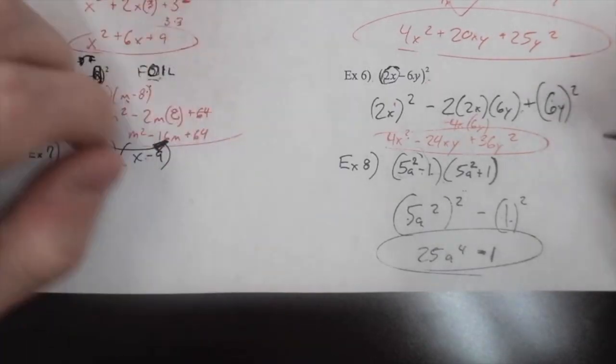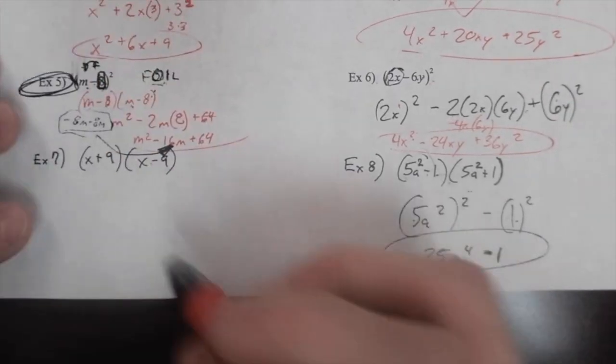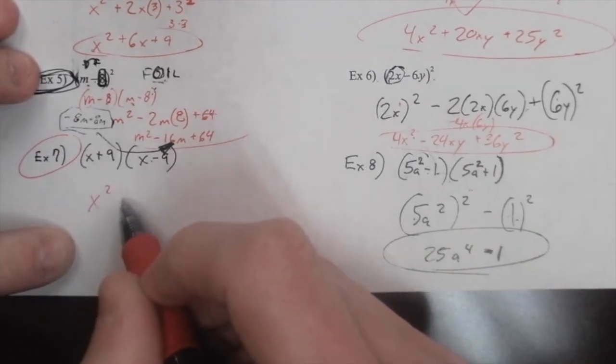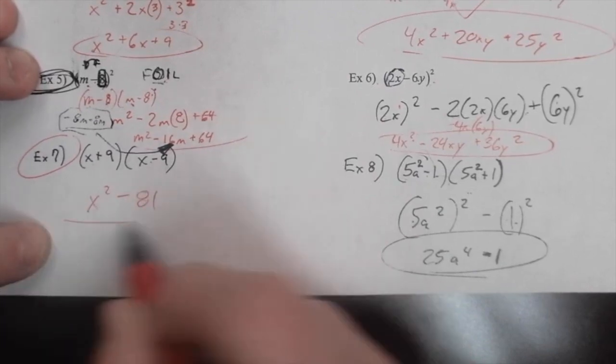All right. Number 7, go ahead and try. So we're going to have x squared minus 81. Very good.